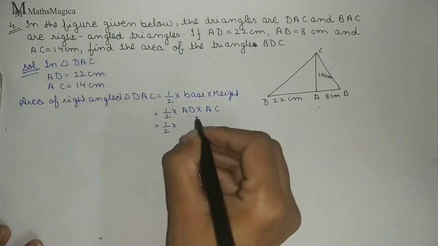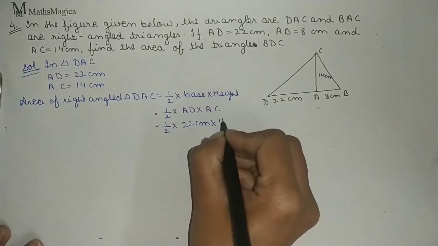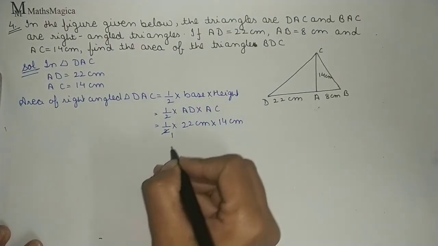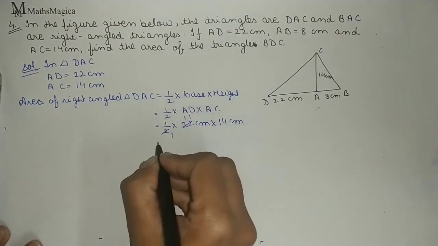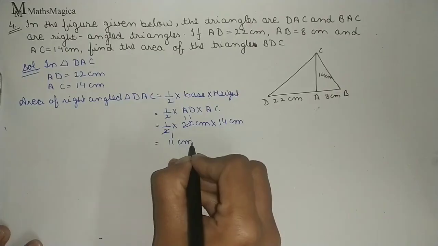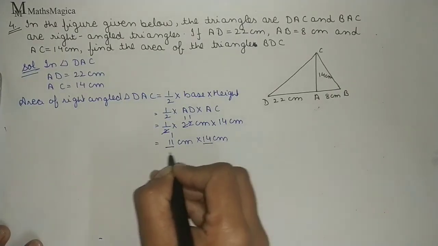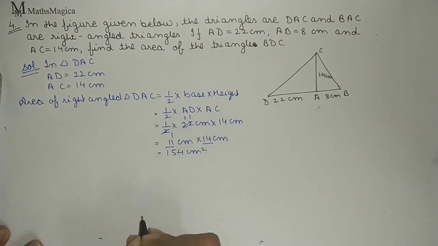AD is 22 centimeter. AC is 14 centimeter. Now simplify it. 2 ones are 2, 2 ones are 2, 2 ones are 2. 11 twos are 22. 11 centimeter multiply by 14 centimeter. 11 multiply by 14 is 154 centimeter square.